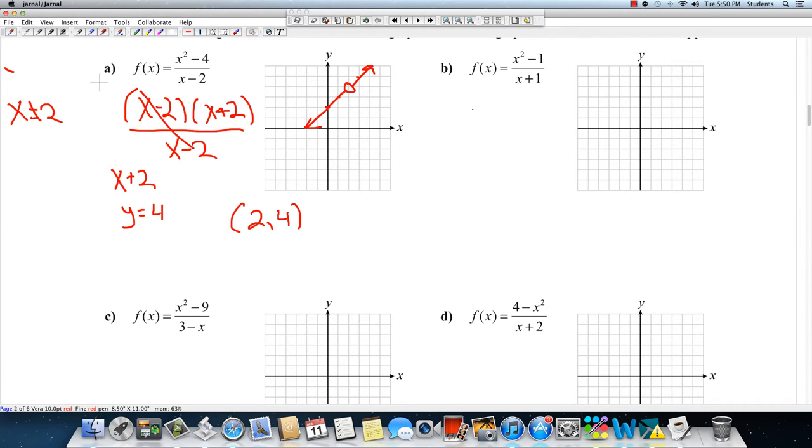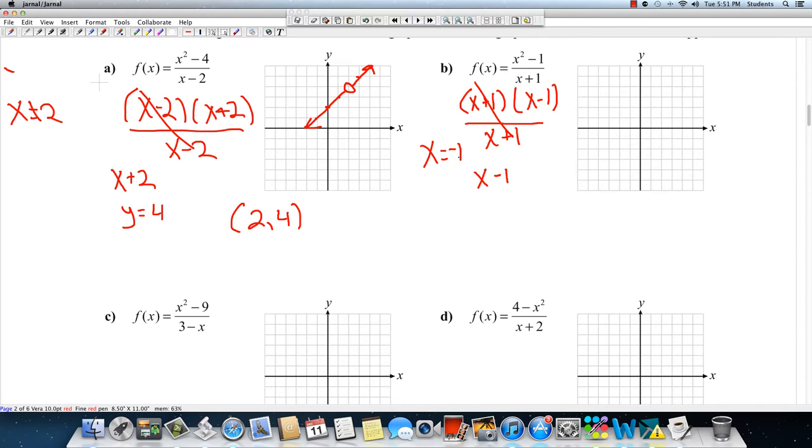Okay, question B. Same thing as A, we have a difference of squares on top, so we'll factor this out. x plus 1, x minus 1, over x plus 1 on the bottom. We'll cancel out those two terms. x cannot equal negative 1, and we are left with x minus 1.